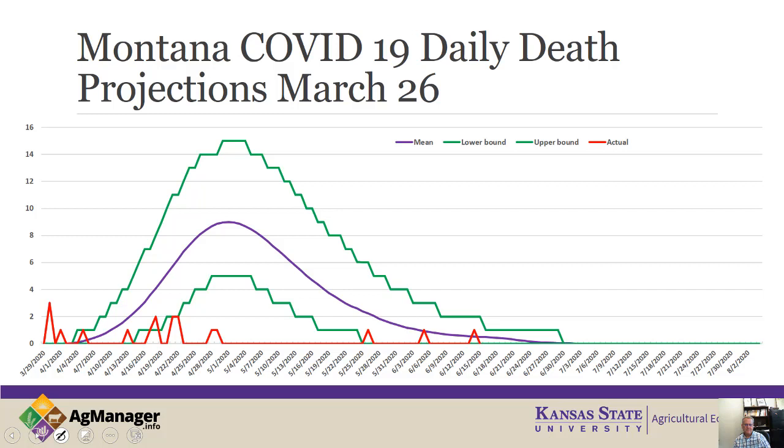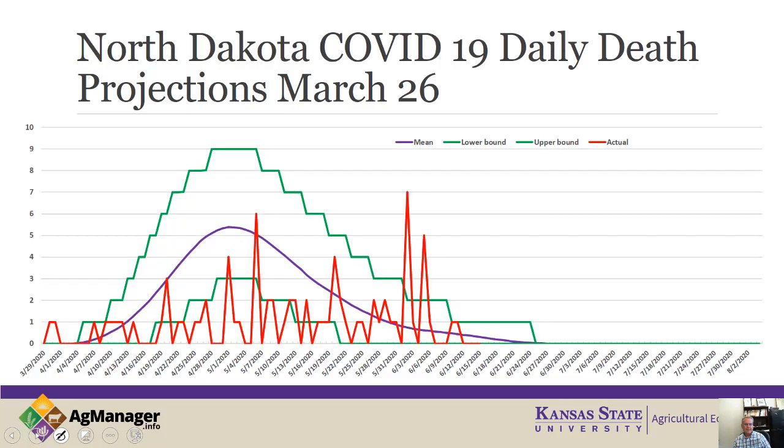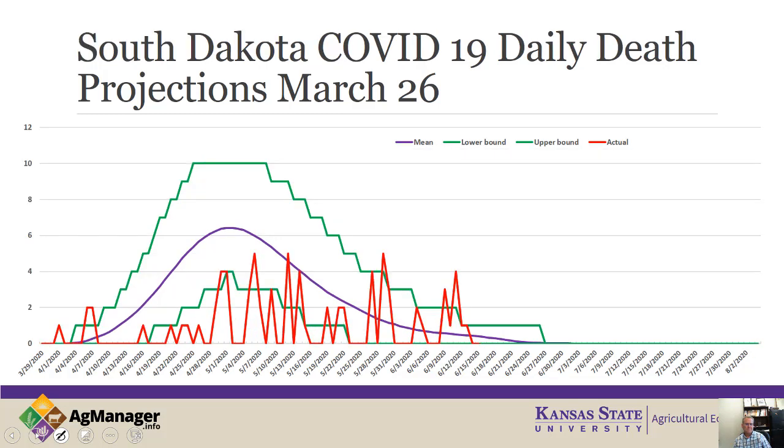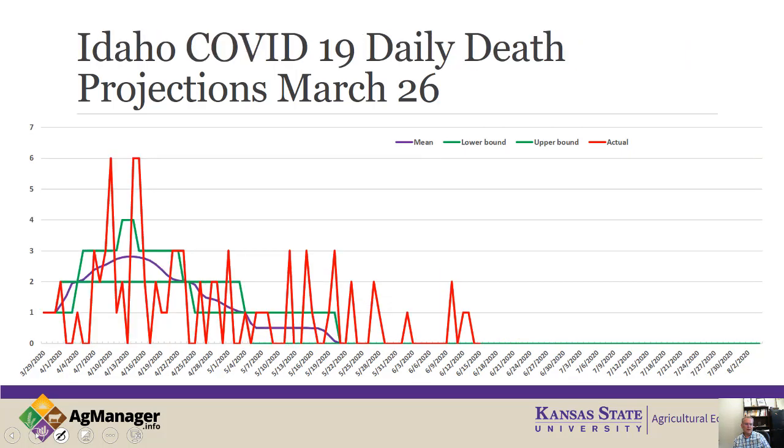Montana, very, very flat. In North Dakota, certainly there were some spikes at the beginning of June, but over the last week or so it's been very flat. Same with South Dakota. Some spikes of up to 4 deaths, but over the last half a week, that number has dropped off.